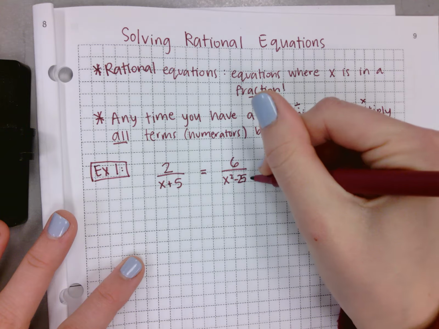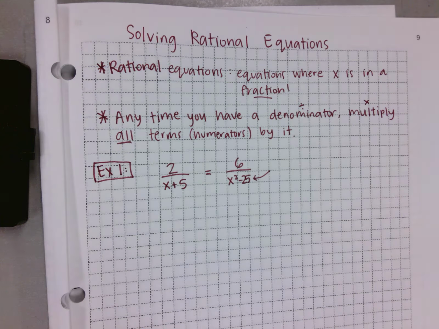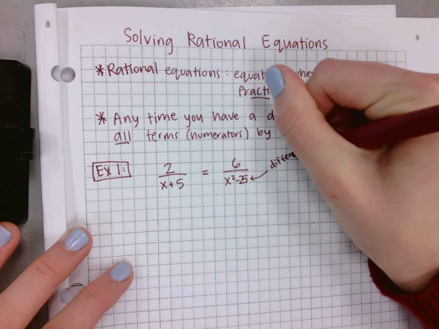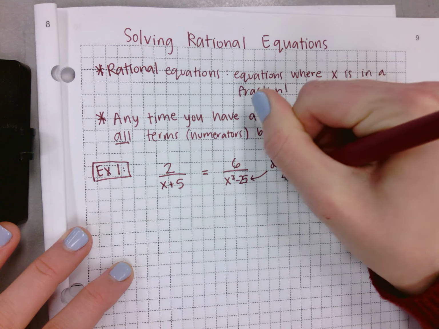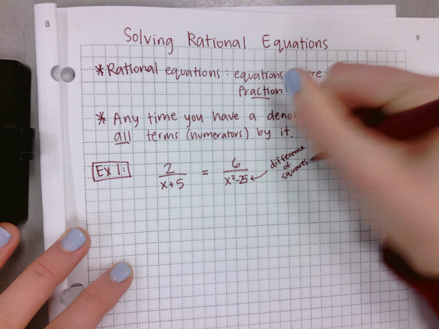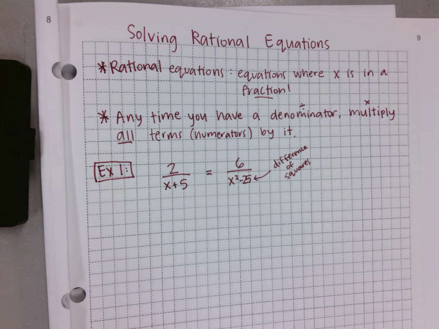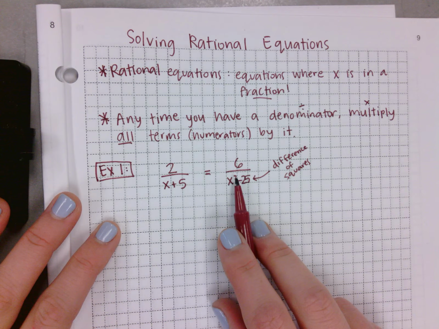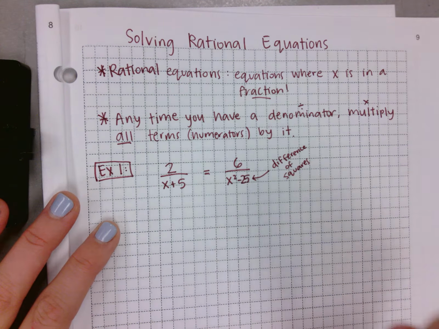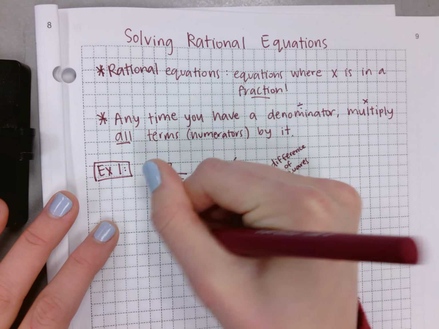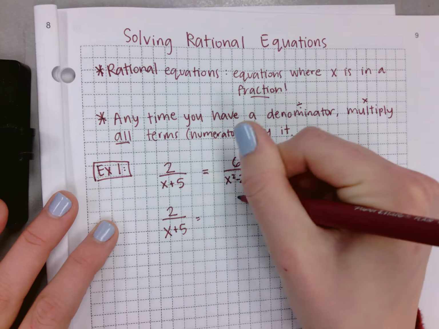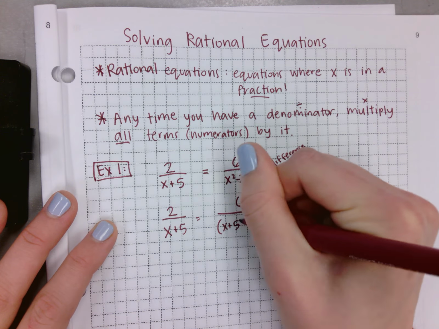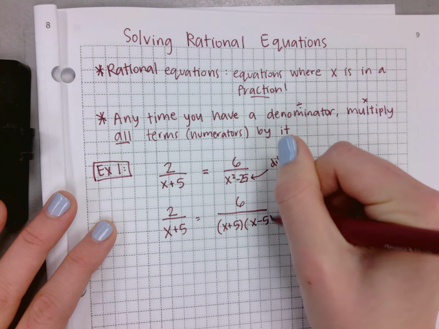Now I noticed a special pattern here on this denominator. This is difference of squares, and maybe you noticed that too. So anytime I see that pattern, I'm going to want to rewrite it. Remember that I rewrite it by square rooting both terms. The square root of x squared is x. The square root of 25 is 5. So I'm leaving the left side alone here, and I'm just changing my denominator. I'm going to factor it into x plus 5, x minus 5.